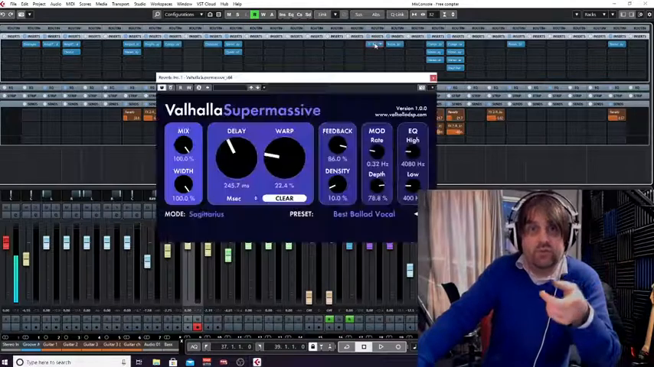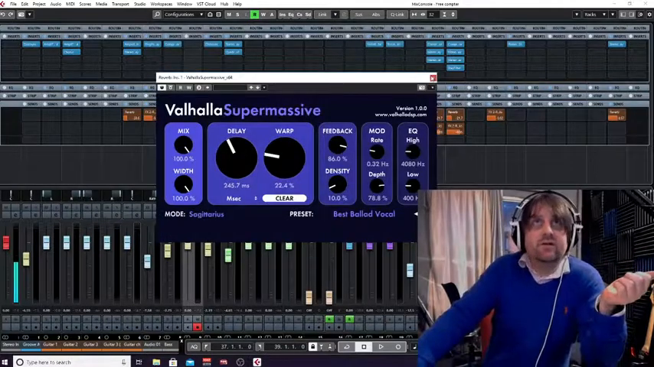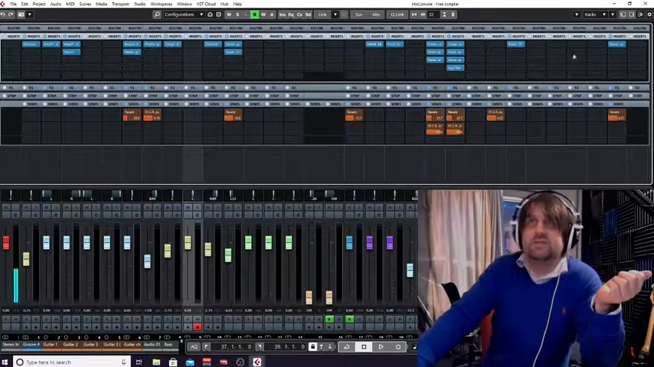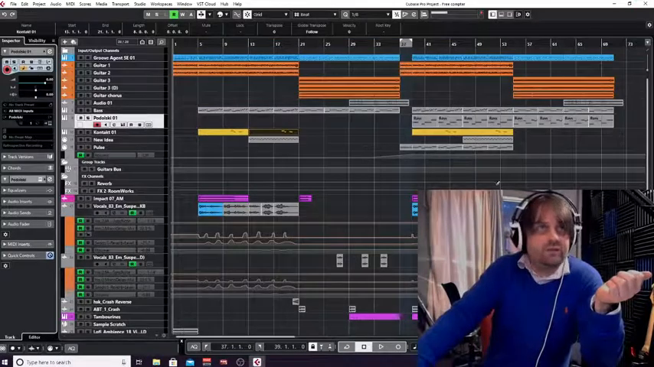Valhalla, that's the one we looked at. Do you remember that reverb we looked at? And I've got that as a send effect, so I'm running this down here on a few instruments. So there's a fair amount running.